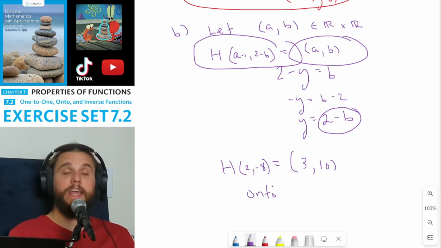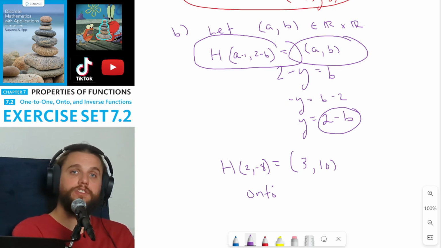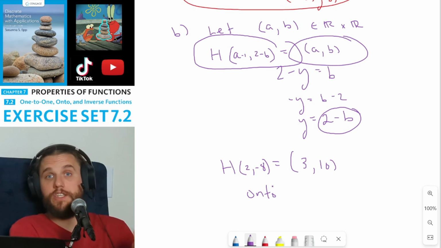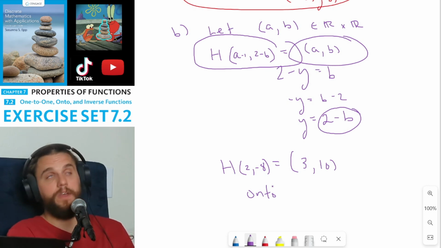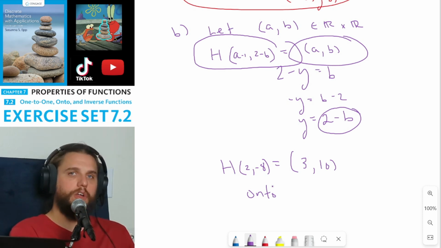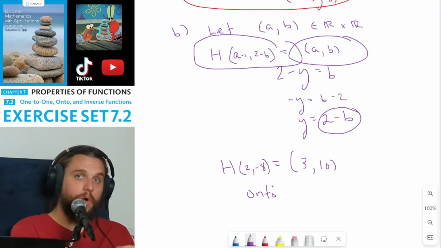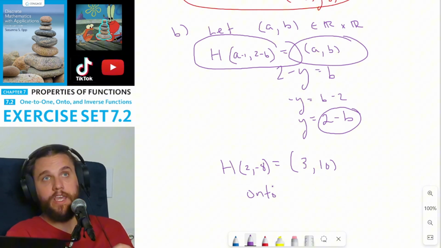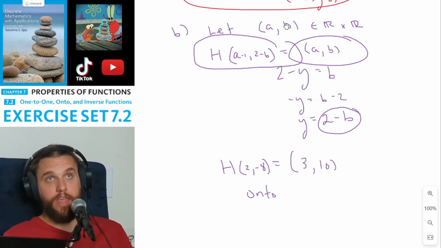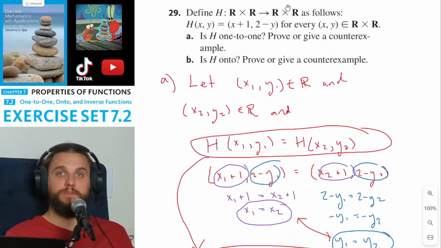Like I said, it's really easy to show that a function is not 1 to 1, and it's really easy to show that a function is not onto, but it's way harder to show that a function is one-to-one, and it's way harder to show that a function is onto. Conceptually, I think, as well. This function is both one-to-one and onto.